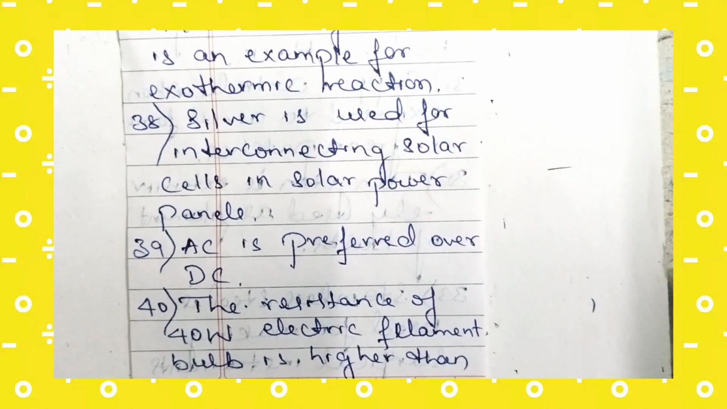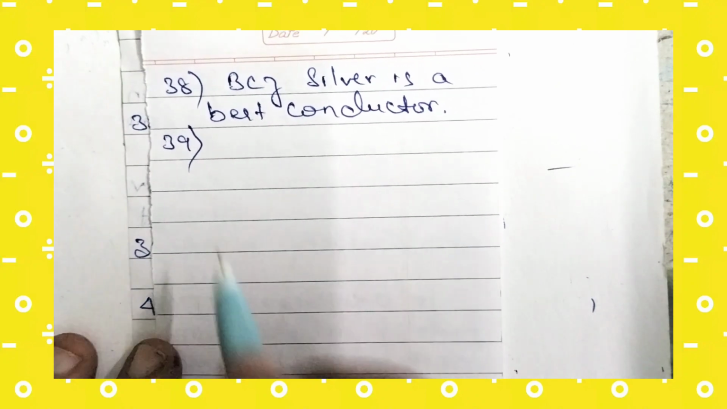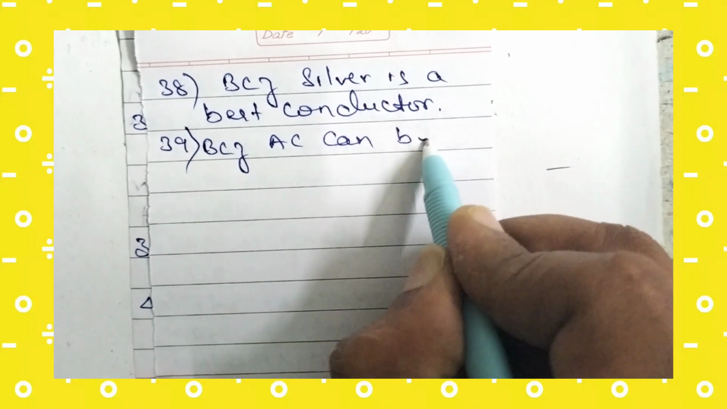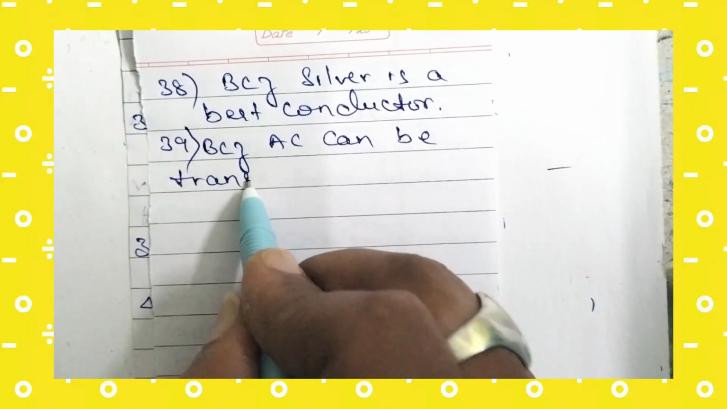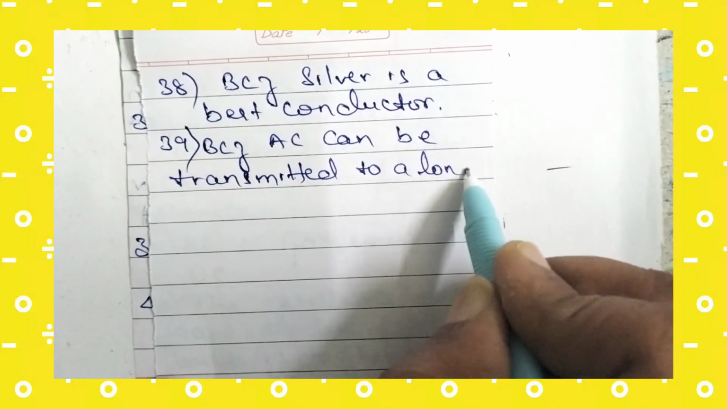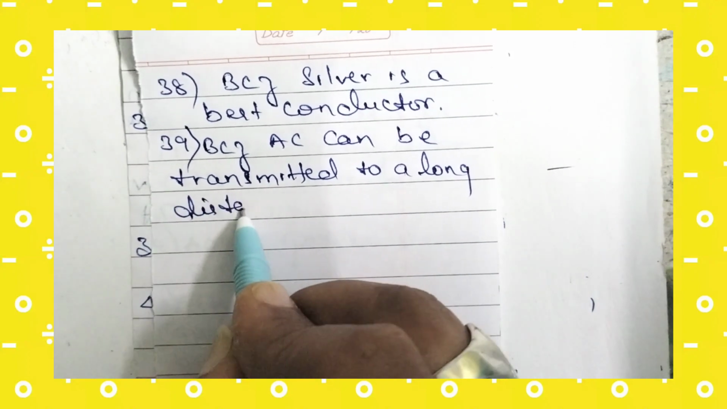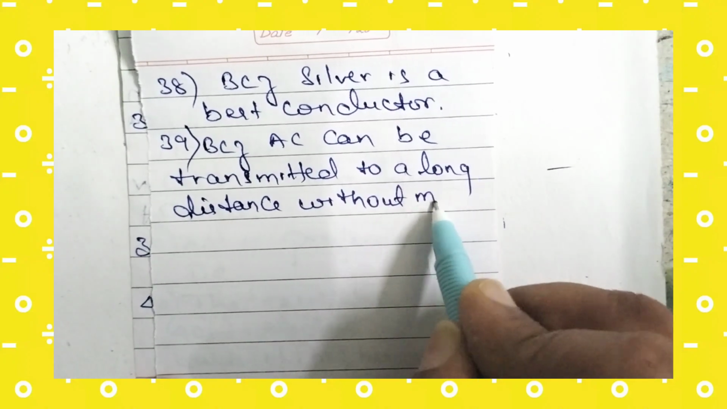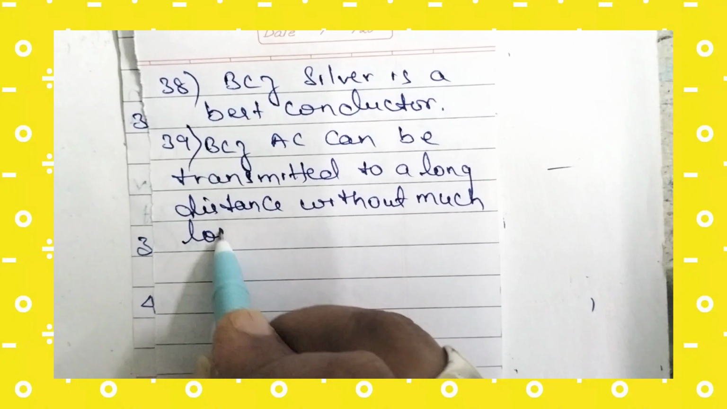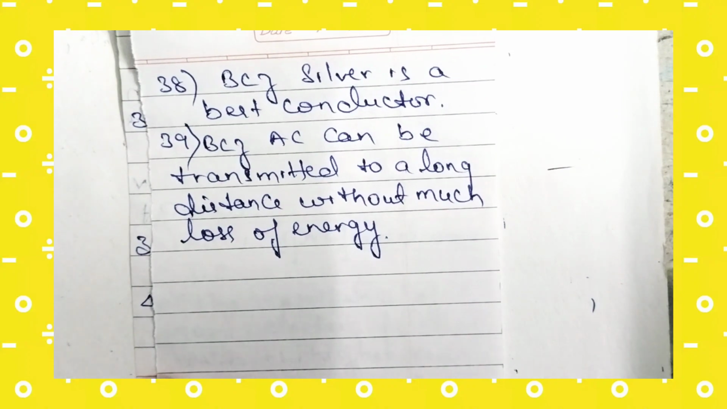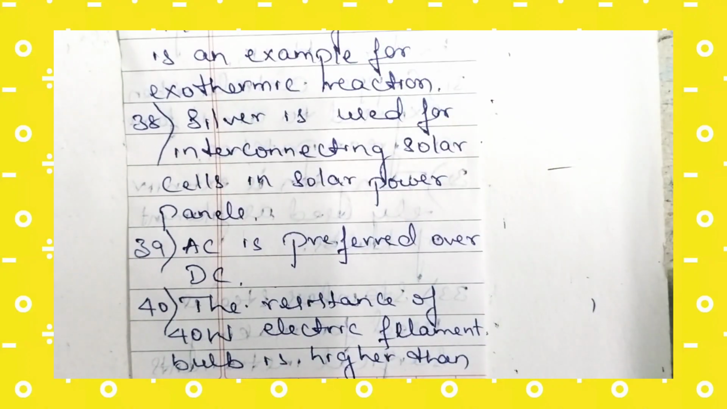AC is preferred over DC because AC can be transmitted to a long distance without much loss of energy. So this is question number 39. Now let us move to question number 40.